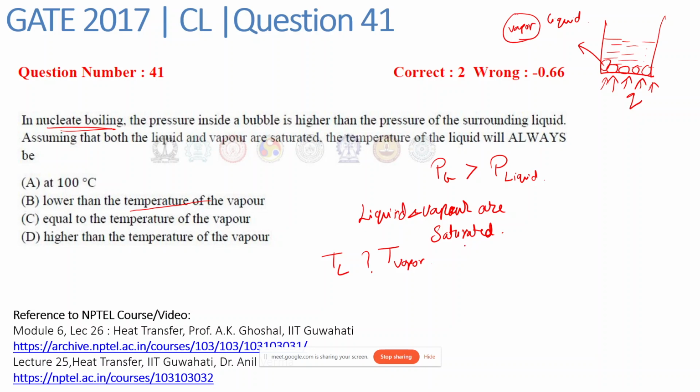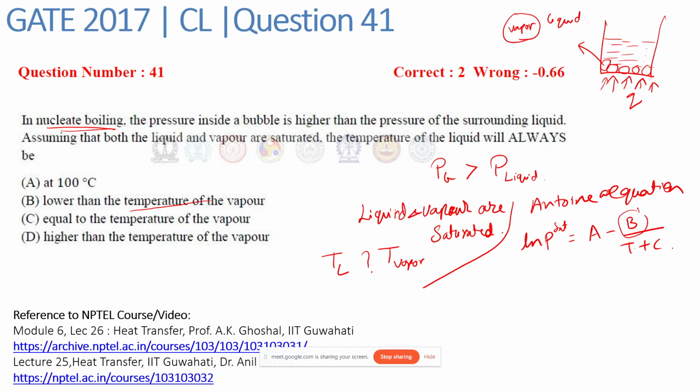Yes, so we know that there is this Antoine equation that is used to correlate the pressure and temperature at the saturation. We can write the Antoine equation as ln of P sat is equal to A minus B upon T plus C. Here T and P correspond to the saturation temperature and pressure, and this B term will always be positive.